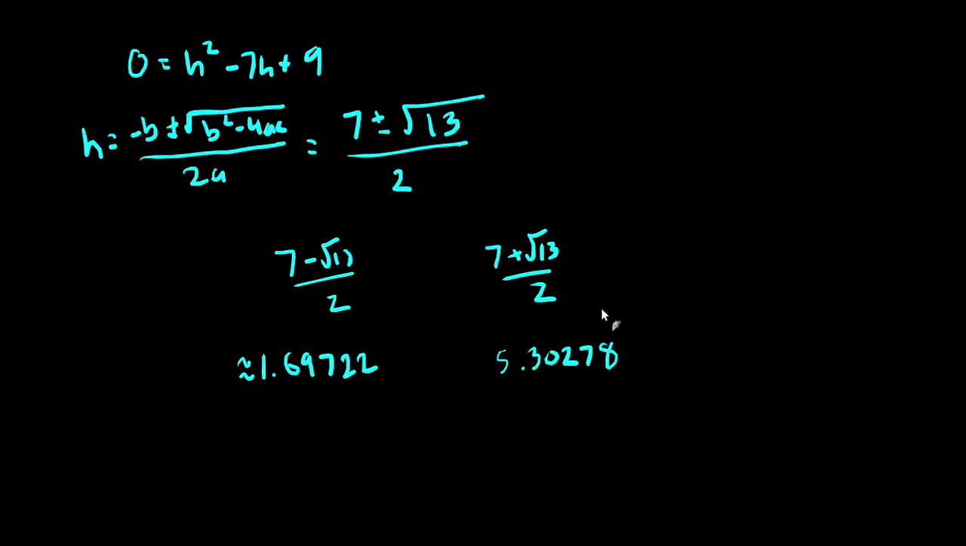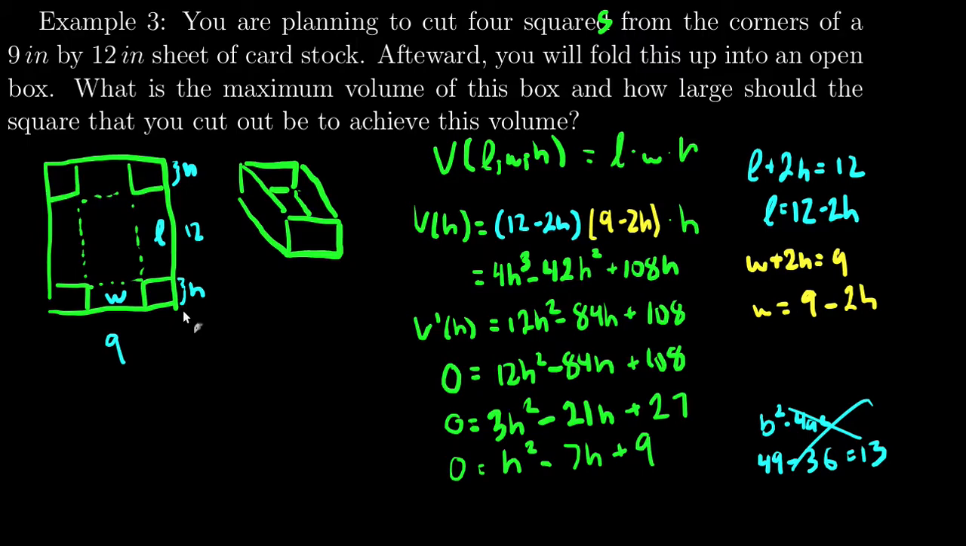And so, if I'm not going to go to a graphing calculator, the question you should be asking yourself now is, which one do I use? Here's how we know. Here's what happens. So, I'm cutting out these squares, and I'm cutting them from both corners of each side. In here, the smaller side is 9. So, the largest square I can possibly cut out is 4.5 inches.